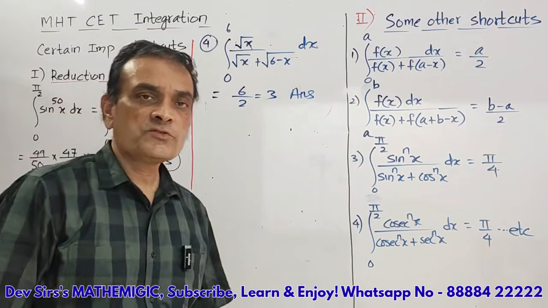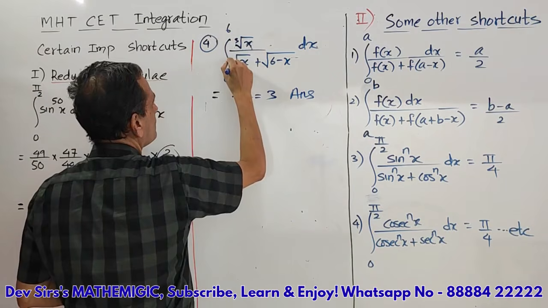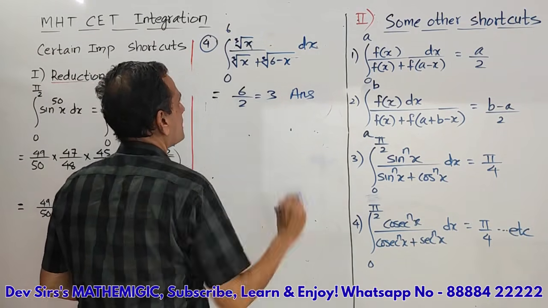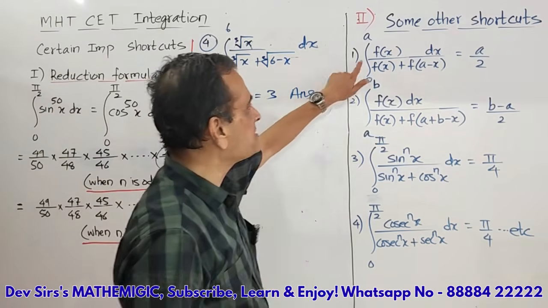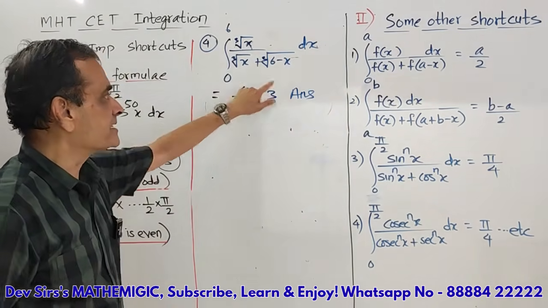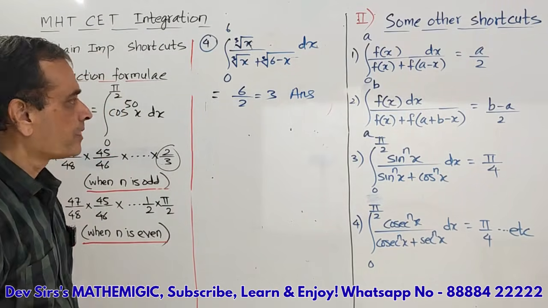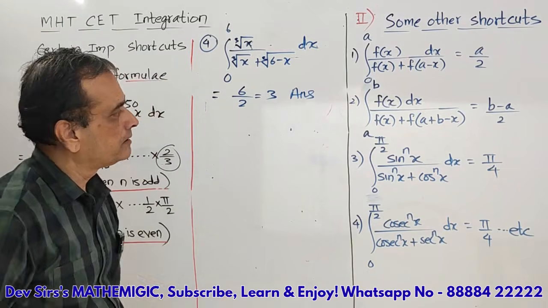Okay, now this function can be anything. Supposing if you get cube root, there is no difference in the answer, because it should be of this form, f(x) upon f(x) plus f(a minus x). Okay, clear? Right.